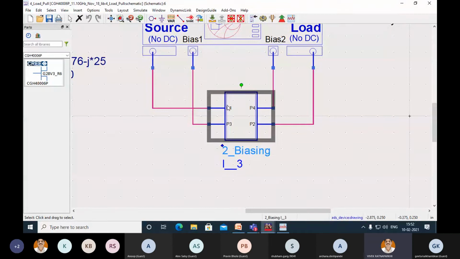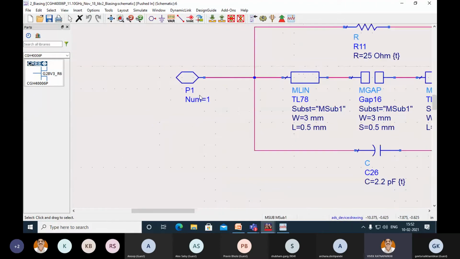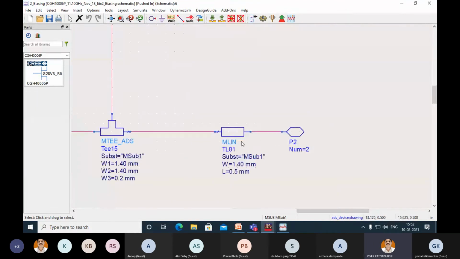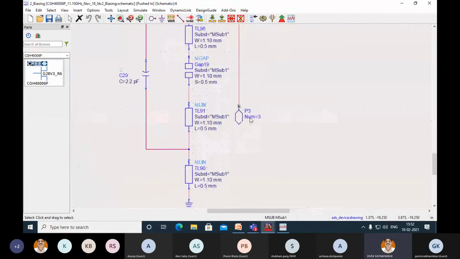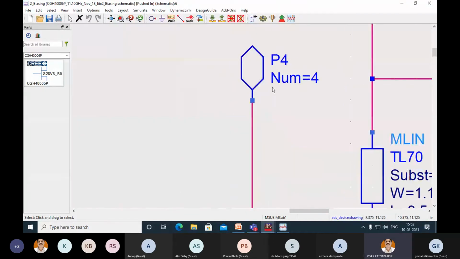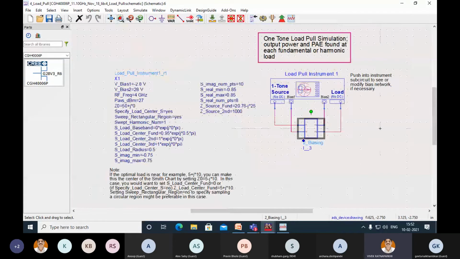So same thing I will let you know. P1 is the input RF in, keep it in mind. P2 is RF out, P4 is the drain source VDS, and P3 is the gate source. If I go inside, push into hierarchy, you can see P1 is the RF in, right? P2 will be RF out, P3 will be the gate side DC voltage, and P4 will be the drain side DC voltage. So this symbol I have created, and it is now being used with the load pull instrument.